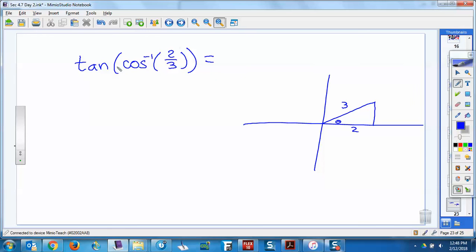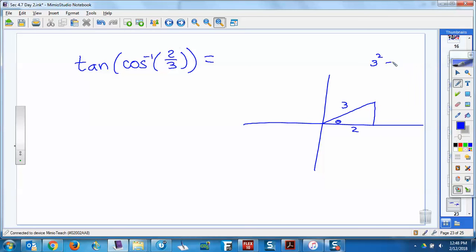But we don't need to know, because they want us to do the tangent of that angle. Well, how do we do the tangent? Oh, opposite over adjacent. Opposite over adjacent. How do we get this?